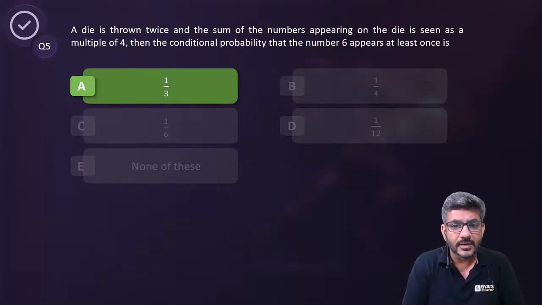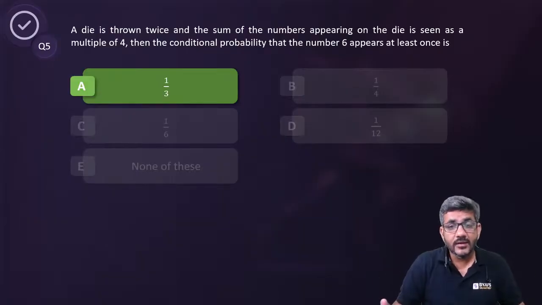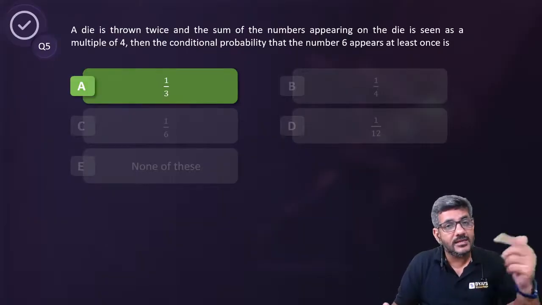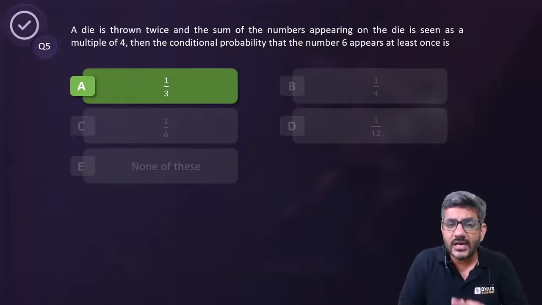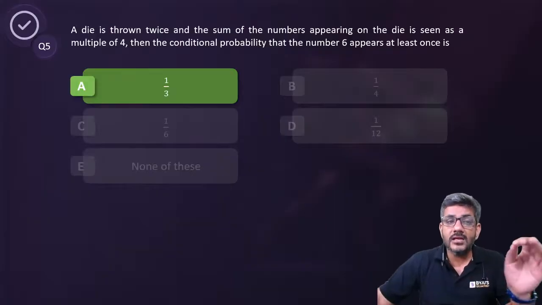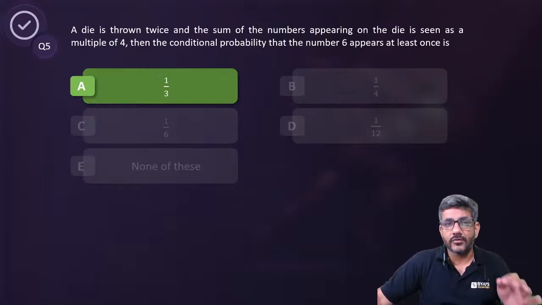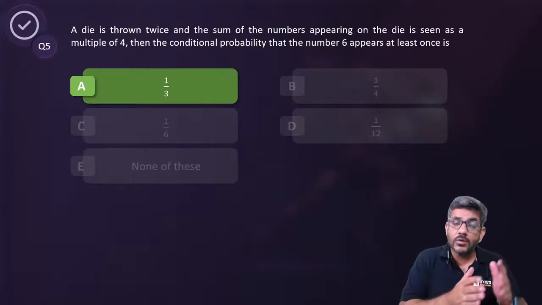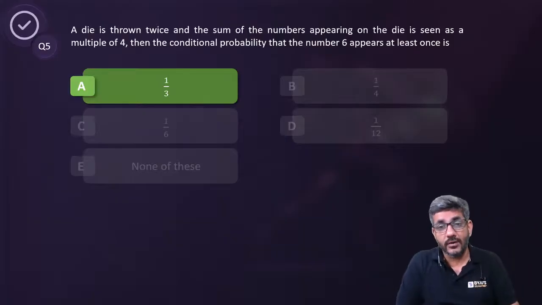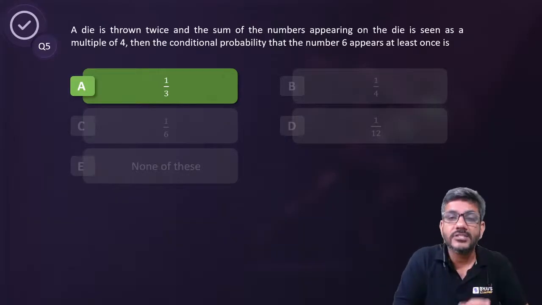कहां मिस्टेक किया आपने? Either you probably wrote all the cases as 36, ठीक है, और आपने ऊपर 3 लिख दिया और 3/36 कर दिया. ऐसा किया क्या? That you wrote 3/36 and you got the answer as 1/12. Probably this is what you did, but it is clearly given. Sum of the numbers is seen as a multiple of 4. कि 4 का multiple तो आया है. So total cases are only those cases when it is a multiple of 4. Favorable are the ones उन्हीं के अंदर जिनमें minimum एक बार 6 आया है.